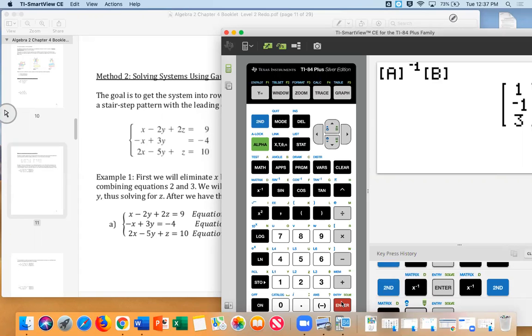What are those? Your three answers, right? What do you think the first one corresponds to? X, Y, Z. It's the way we put it in. The first column was X, second column was Y, third column was Z. 1, -1, 3. Pretty nice, right? What is the -1 and 3?